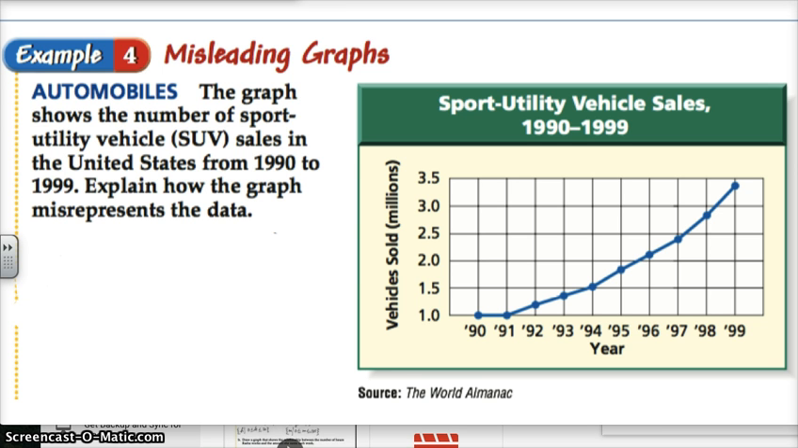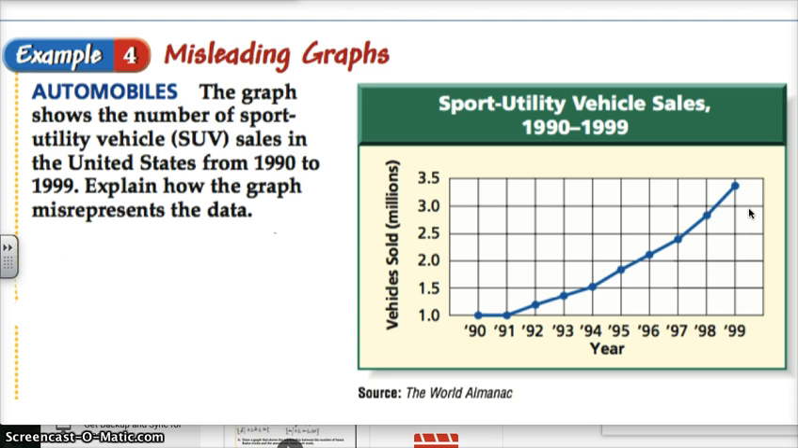So automobiles would be the title, in a sense, the title of sport utility vehicles specifically, sales sold in 1990 to 1999. And we've got this graph, and it shows us that over a certain amount of time, we've got certain amounts of millions of vehicles sold over time. And nothing seems particularly misleading here, right? If it's fact, it's fact.